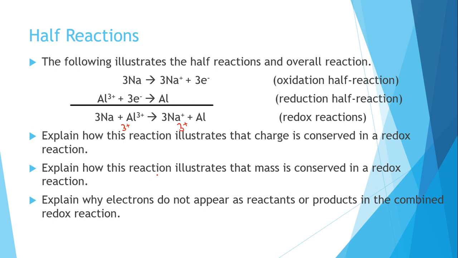Next, explain how mass is conserved. Mass is conserved because we have the same number of atoms of each element. Notice I have 3 sodium on the left, 3 sodium on the right. 1 aluminum on the left, 1 aluminum on the right. And last but not least, it says explain why electrons do not appear as a reactant or product when we combine redox reactions. We're going to see this mostly in the lessons coming up, but here I have 3 on the left and here I have 3 on the right. We're going to see that they cancel for this example. I am not going to have you do that for today's homework.